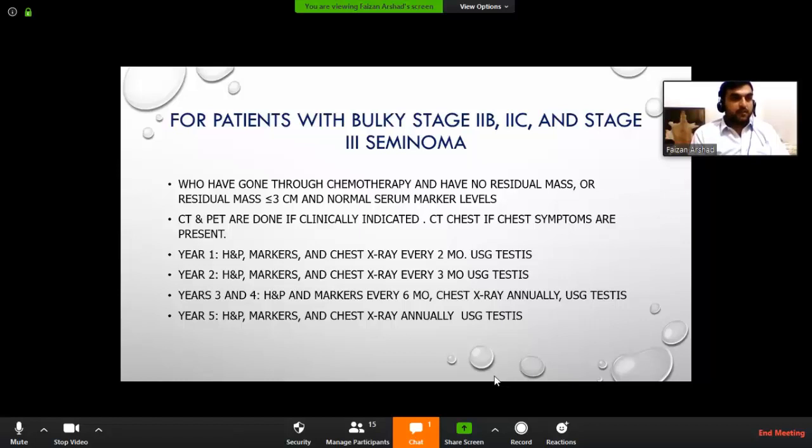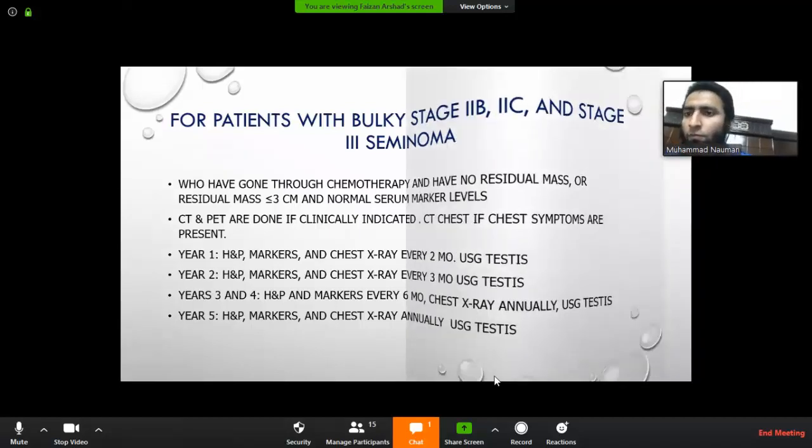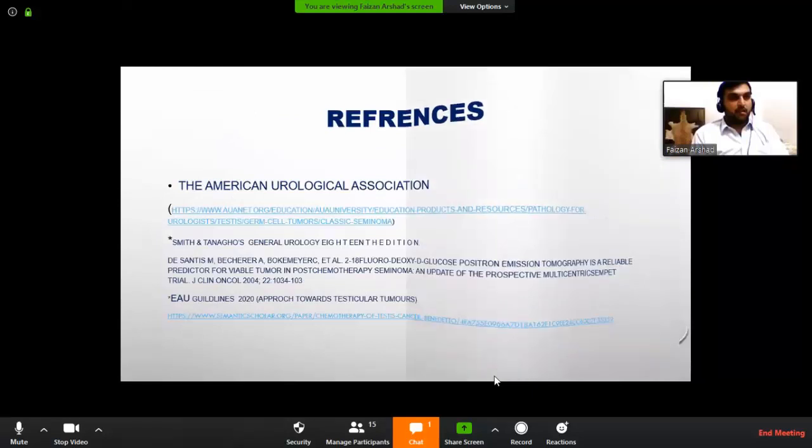First year: history and physical examination, markers and chest X-ray every 2 months, ultrasound of the testes. In the second year, history and physical examination with markers and chest X-ray every 3 months, along with the ultrasound. Third and fourth year: history, physical examination and markers every 6 months, chest X-ray annually, and ultrasound testing. At the fifth year: history, physical examination, markers and chest X-ray annually with ultrasound testing. These are my references, and thank you very much.